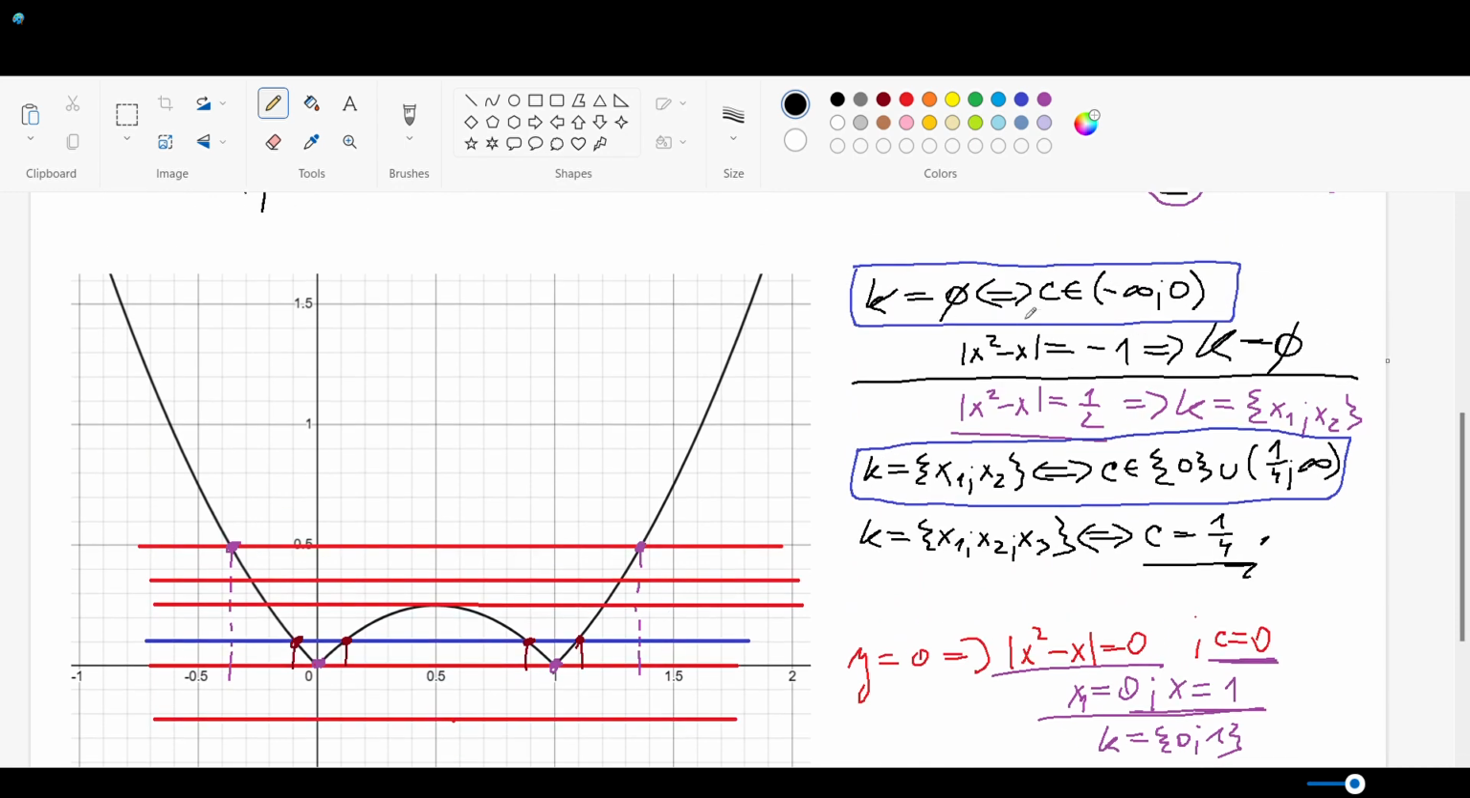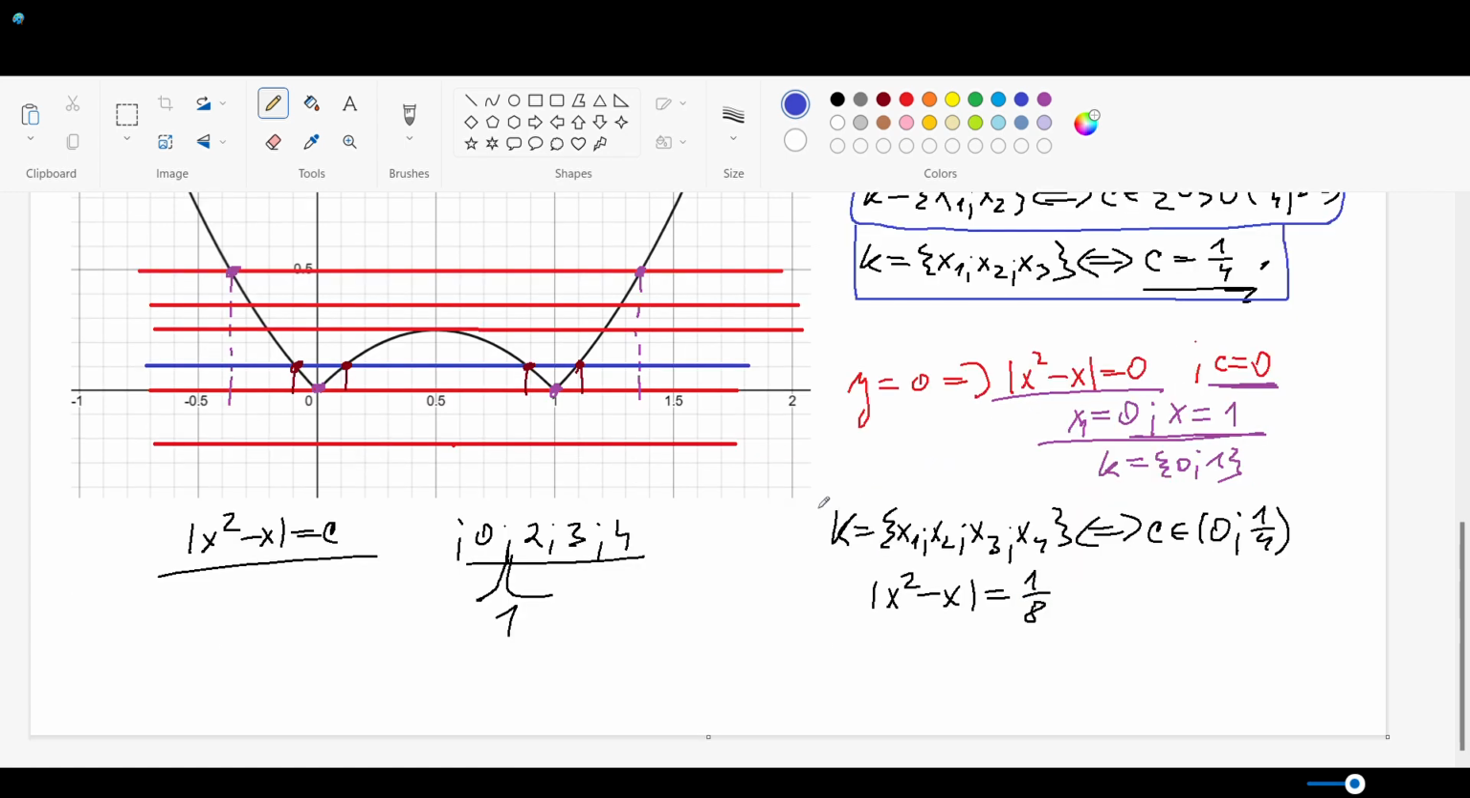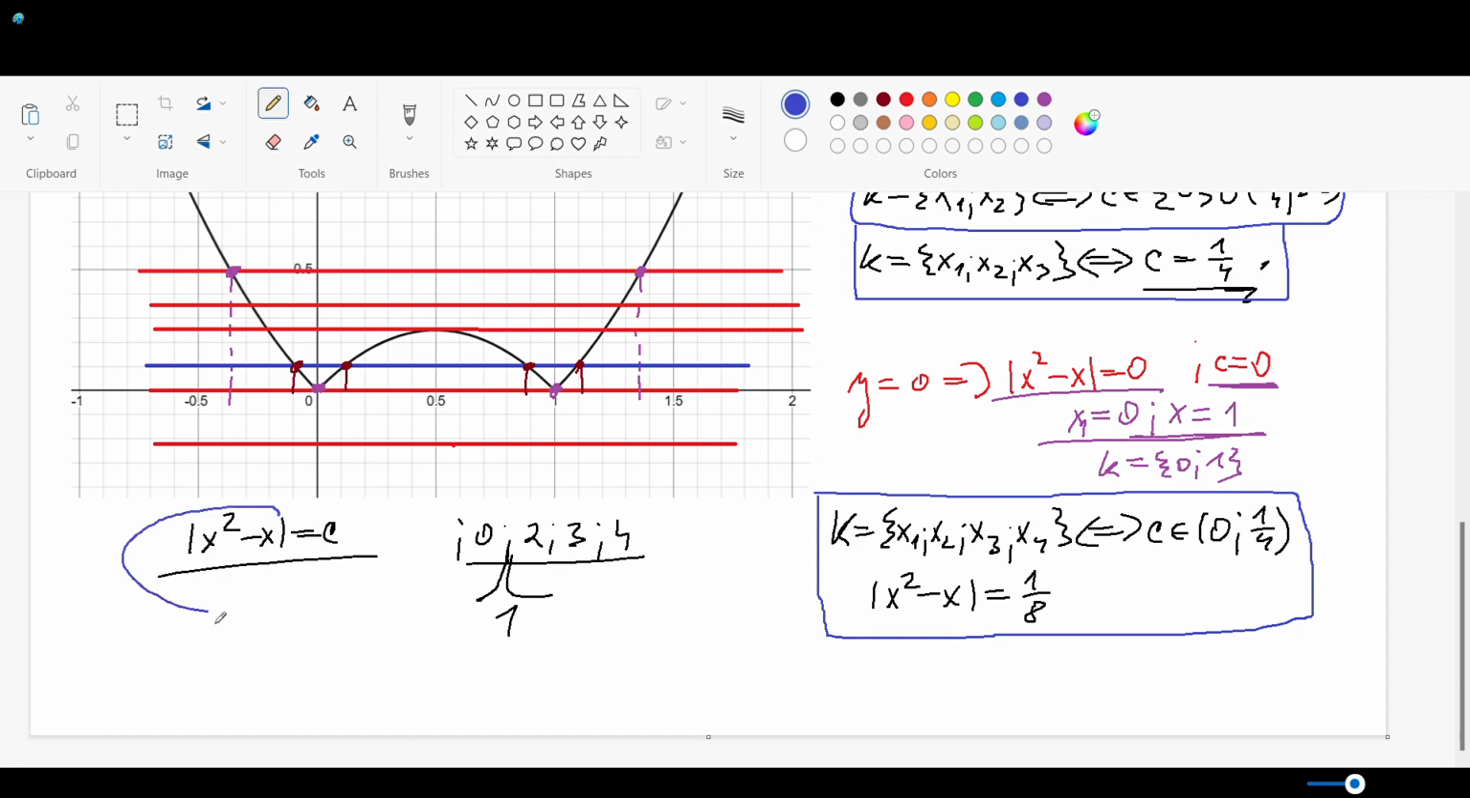Okay, so the conclusion is that if c is from the interval negative infinity to 0, then there is no solution. If the c is equal to 0 or from the interval 1/4 to the infinity, then there are exactly two solutions. And if c is equal exactly to 1/4, then there are 3 solutions. And the last case is that there are 4 solutions of this equation if and only if c is from the interval 0 to 1/4.